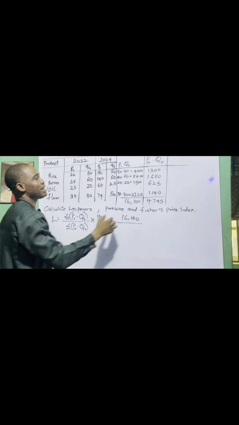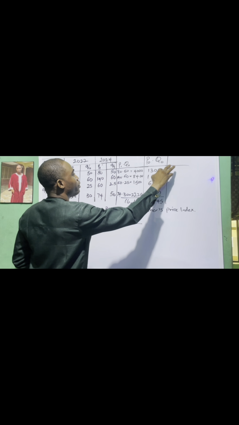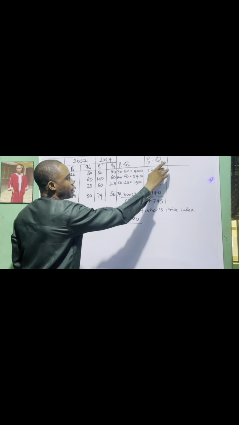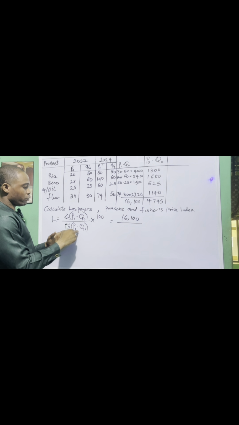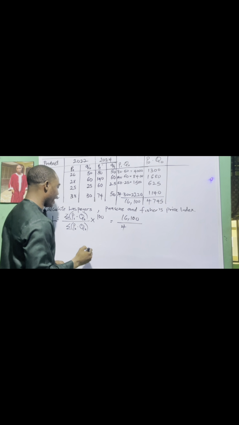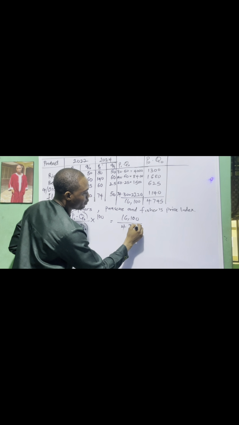I said the essence of the summation here is adding from the value you get from the product of rice to the end of the product value here. Then the summation of this downward to this is what we mean by the summation of P0 times Q0. Then the value we have for the denominator for the Laspeyres formula is going to be 4,745.